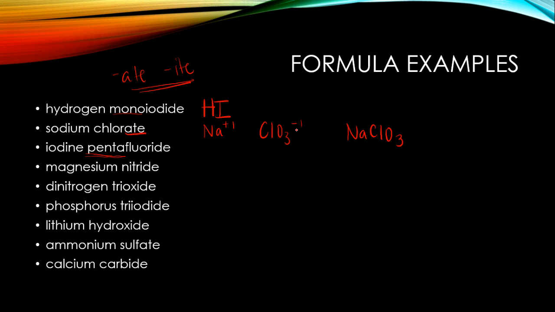Okay. Iodine pentafluoride, I'll see the penta part. I don't need to do any of this work. It is covalent, so I just write it. Iodine is I, pentafluoride, that's 5 Fs. I like these so much, it's so easy. Those are done.